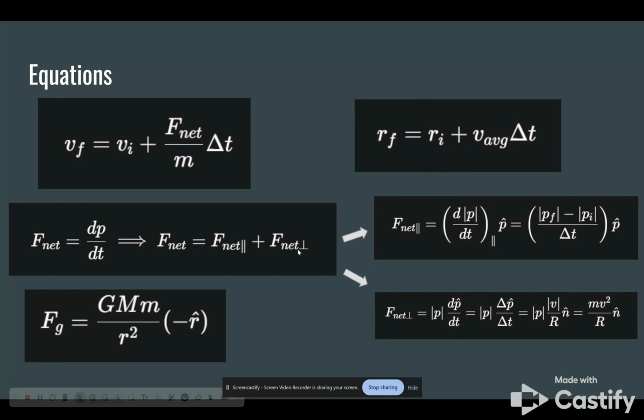Then here we have perpendicular and parallel forces, so it's just F net perpendicular plus F net parallel equals F net. And we can break this up into F net parallel, which states that p final minus p initial over change in time equals F parallel. And then for perpendicular, it's just mv squared over r. And then we have universal gravitation, which is just the gravitational constant times the two masses over the distance squared.